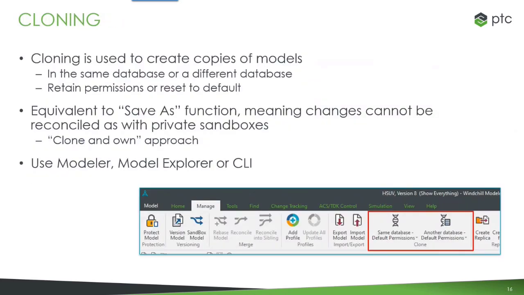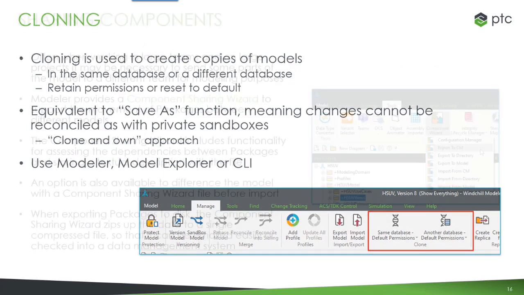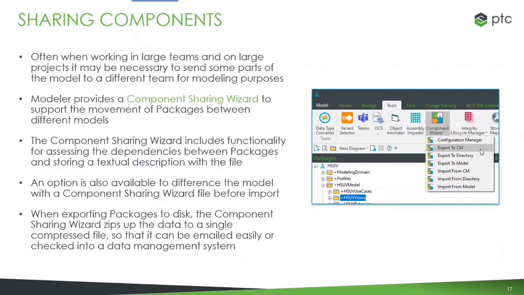Cloning creates copies of models to the same database or a different database. So it's equivalent to a save as. We can share components. So back to the reuse question that we had earlier, a structured way of sharing is using these components and the tool called the component sharing wizard. So you pick a package and it will package up the contents of it, and it will then allow you to create a component that can then be imported into another model.